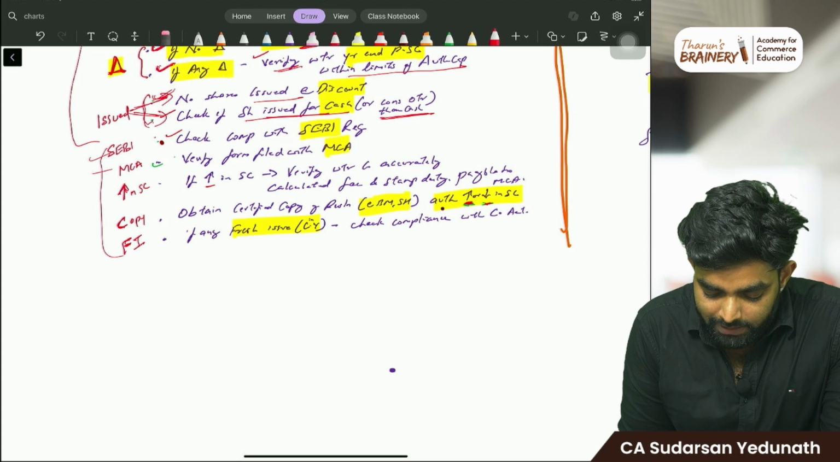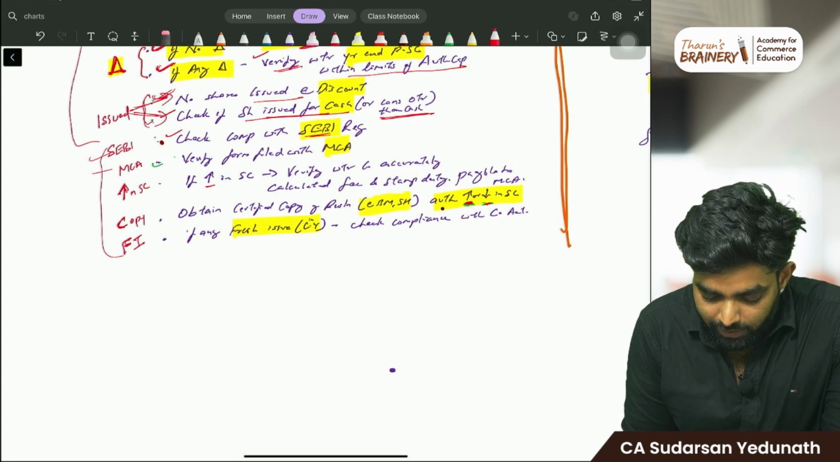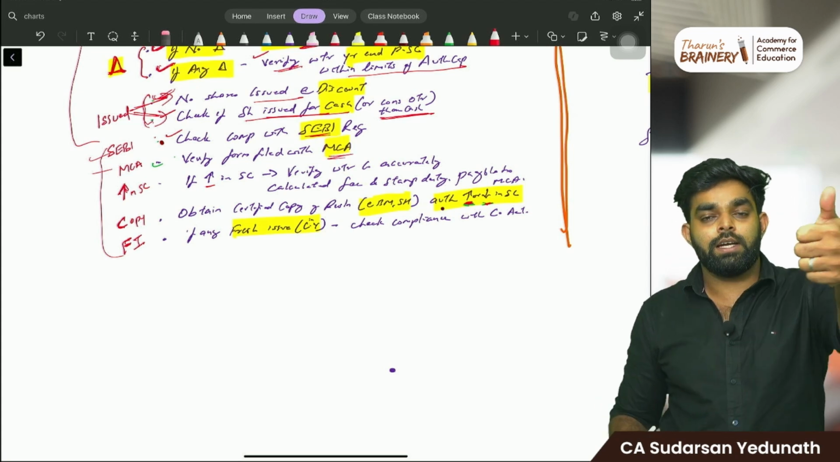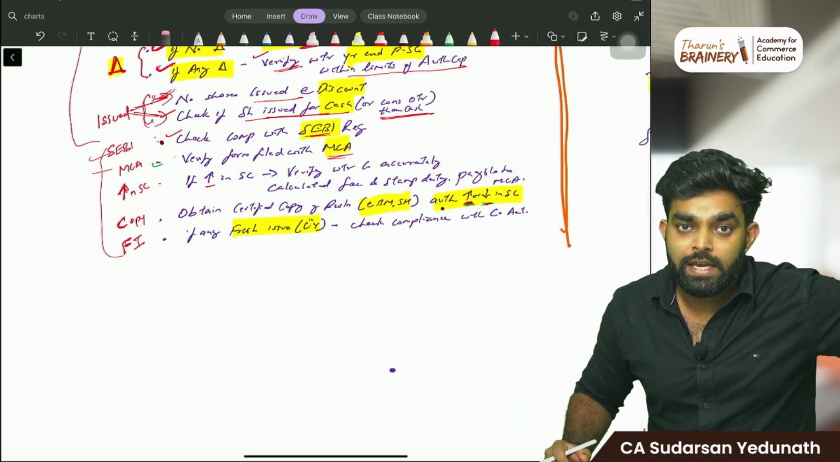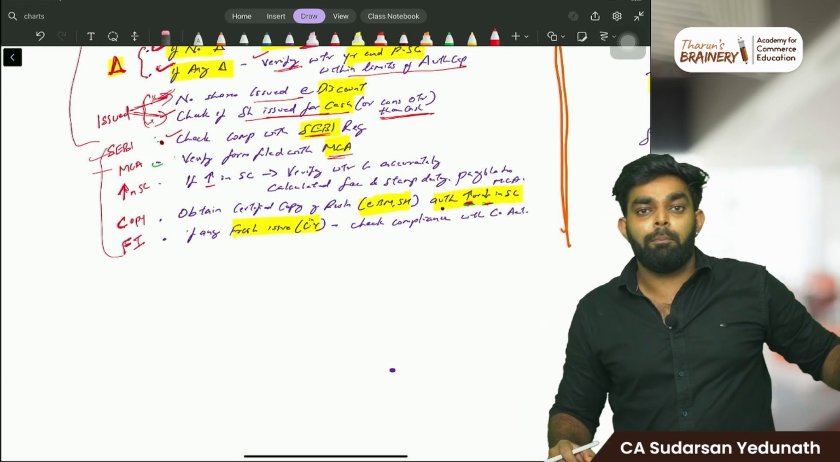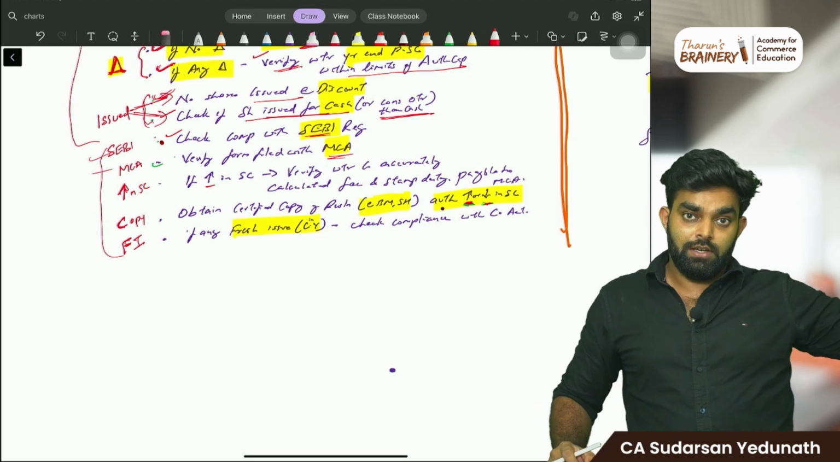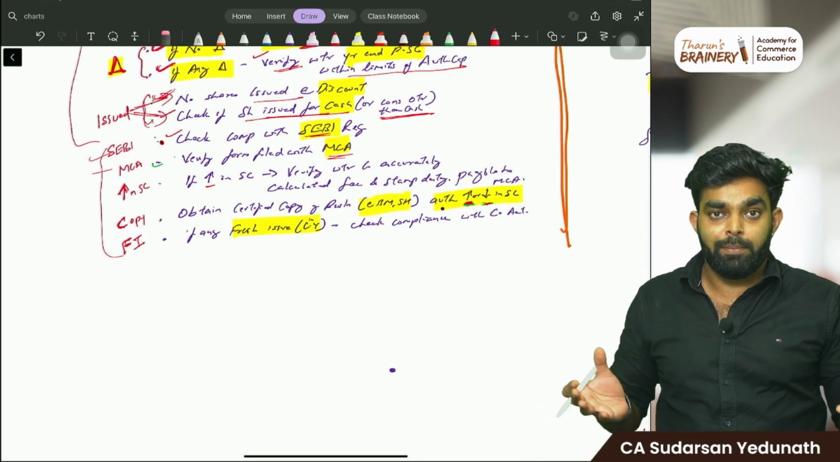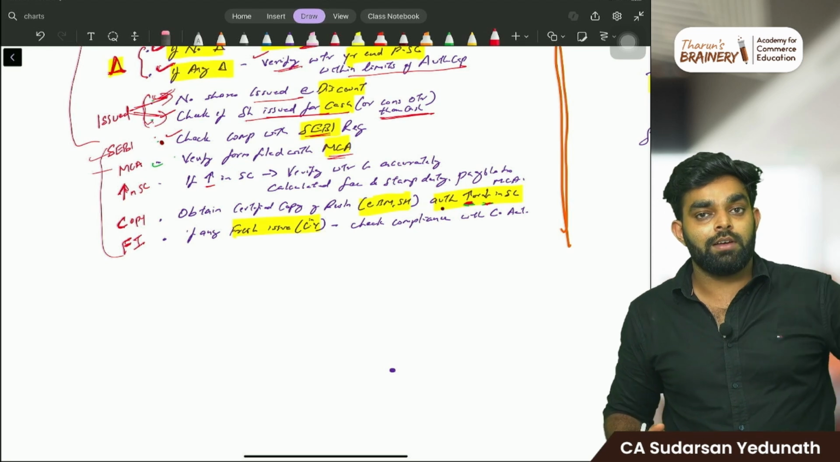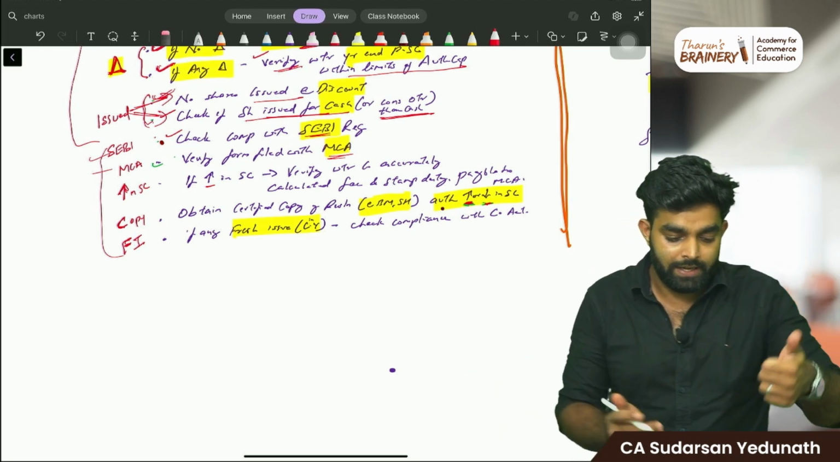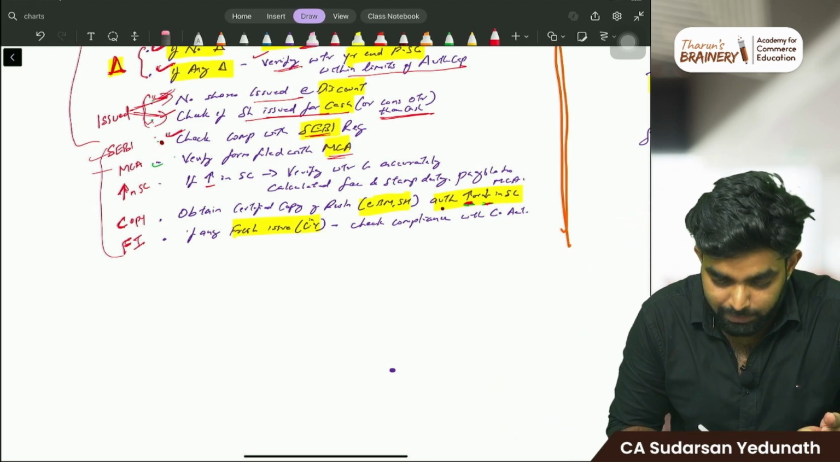SEBI. Check the compliance with the SEBI regulations. Verify forms filed with the MCA. When a listed company is issuing shares, they need to comply with SEBI's regulations. SEBI is the board for guiding all these share capital and share issue matters. So the company has to follow SEBI's rules. Simple as that. Check compliance with the SEBI regulations.